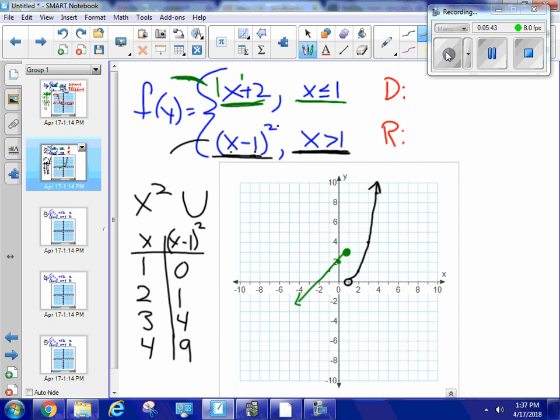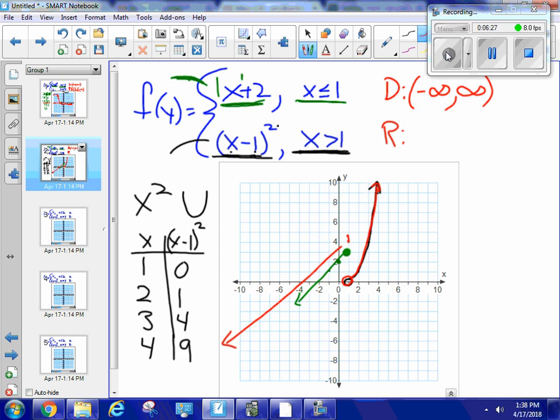Let's see if we can figure out the domain and range. So I can see from my green function that it is going to go all the x's forever to the left. So I'm going to start my green function at negative infinity. And it looks like I would stop right here at x equals 1. But then the other graph, the black graph, picks it up right at x equals 1. And now that continues off into infinity. So my domain is negative infinity to infinity. I do not have any gaps in my x values. All of my x values on this piecewise function here are taken care of.